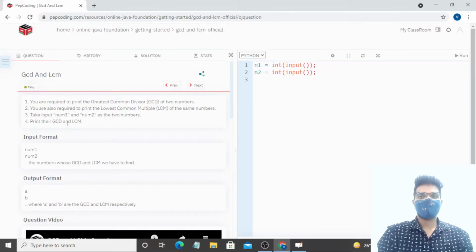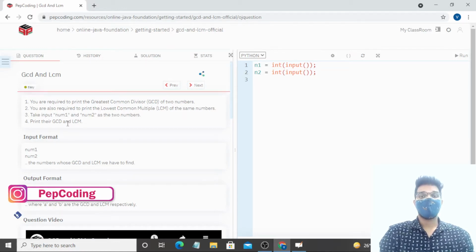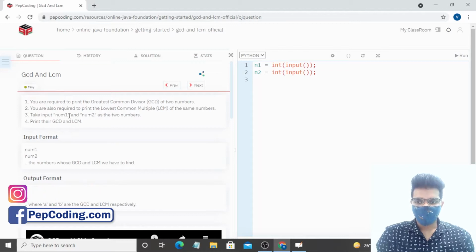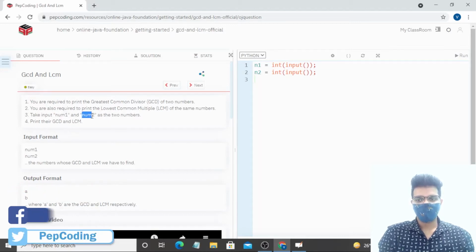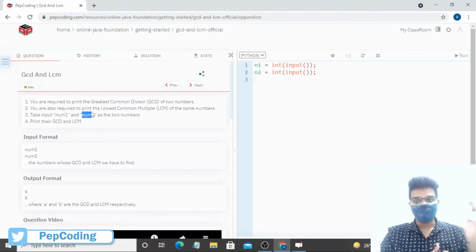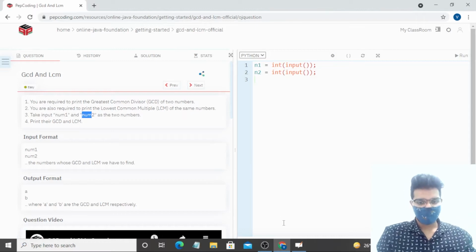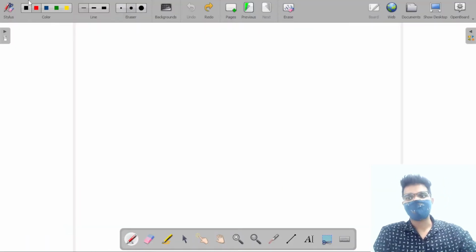So today we are going to discuss our question, GCD and LCM. Let's first understand our question. We are given two numbers, num1 and num2, and we are required to calculate their GCD and LCM. So let's understand what GCD and LCM are.